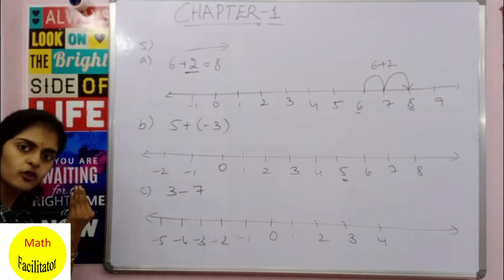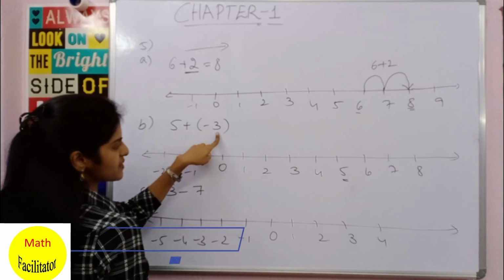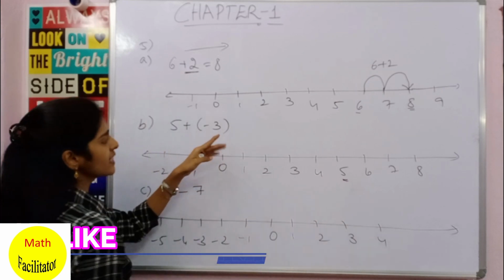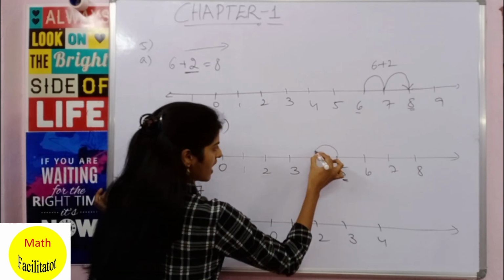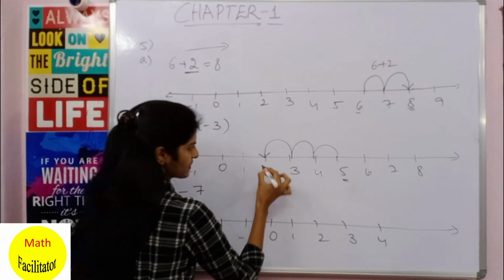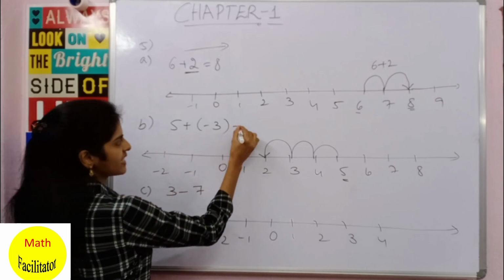Okay, negative, you will move left. So 5 plus minus 3. From 5, how many times do you have to move left? You have to move 3 times to the left. Okay, so this is 1, 2 and 3. Clear? So 5 plus minus 3 is what?